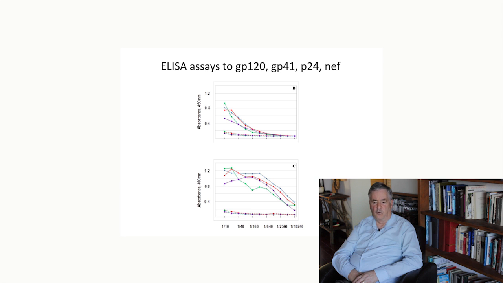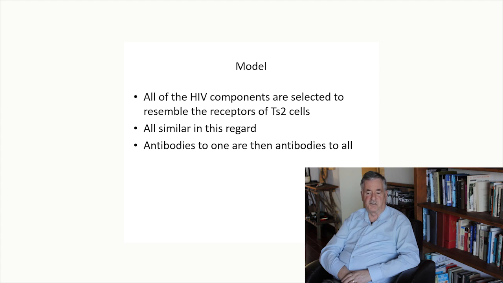TS2. Here are the actual results, and you see here titrations for the response against each of the four HIV antigens. And again, immunization with solely GP120 yields antibodies to all four. To reiterate, our model is that all of the HIV components are selected to resemble the receptors of TS2 cells. All of them are similar in precisely that regard. Antibodies to one are then antibodies to all.